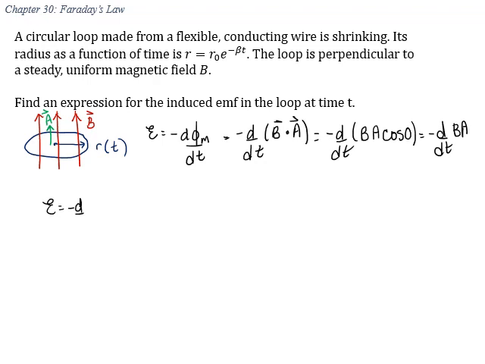We've got minus d by dt. The magnetic field is B. And the area, it's a circular loop, so area is pi times r squared. So let's fill that bit in next.